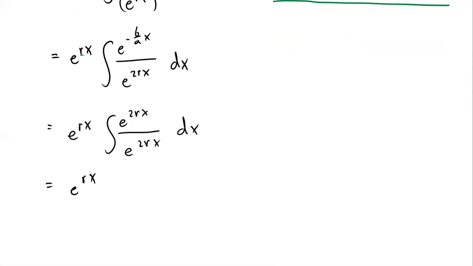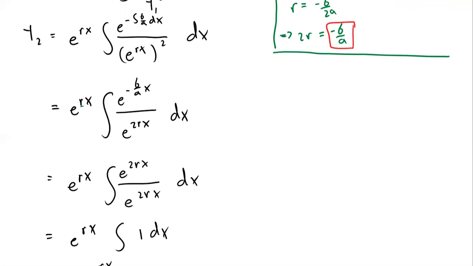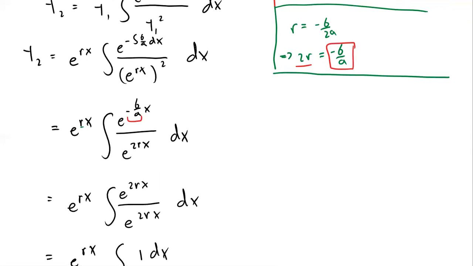And now this is nice because this simplifies very nicely. We get e to the rx times the integral of 1, because e to the 2rx divided by e to the 2rx is 1. Integrate 1, we get x. So we get x e to the rx. And again, the only tricky thing was replacing negative b over a with 2r. That's the only thing. But that comes from the fact that we know what r is, that r equals negative b over 2a.